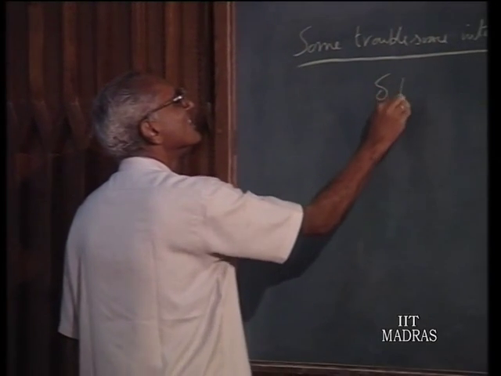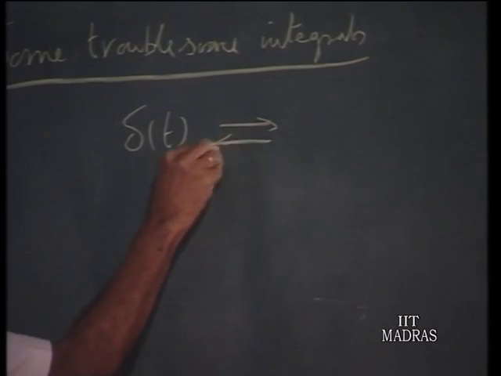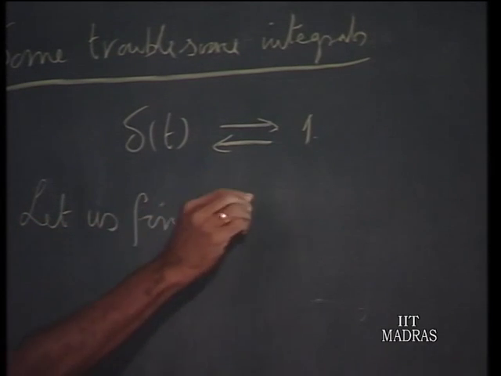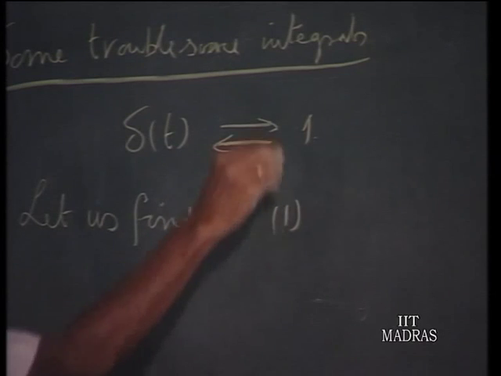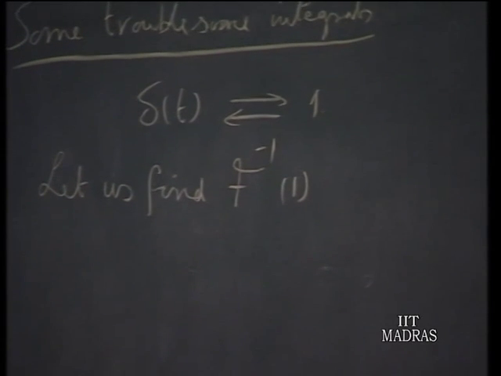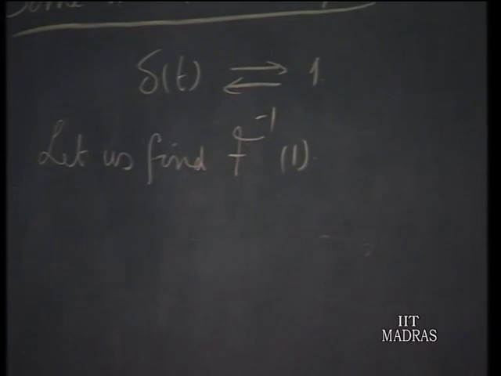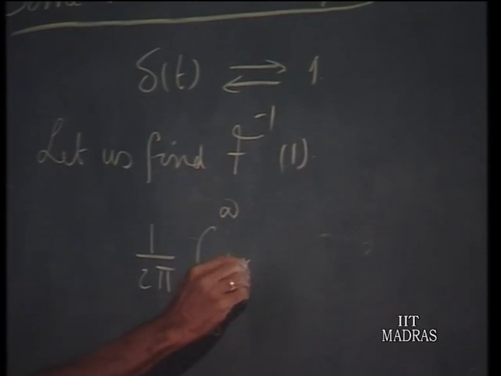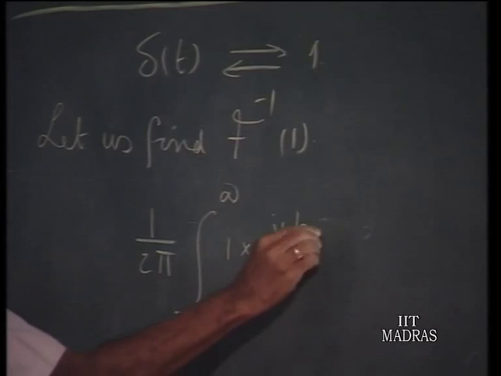We know that delta t has for the Fourier transform equal to 1. Let us find the inverse Fourier transform of this one. We should be able to get delta t. How do we do it? Then we write for the inverse Fourier transform 1 over 2 pi, integral from minus infinity to plus infinity of 1 times e to the power of j omega t d omega.